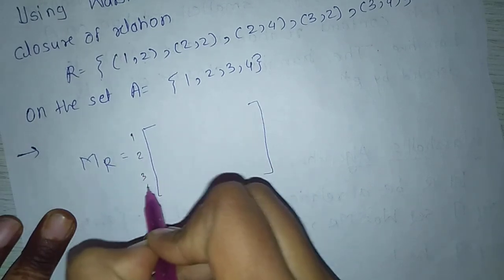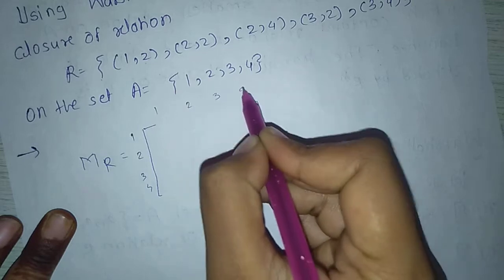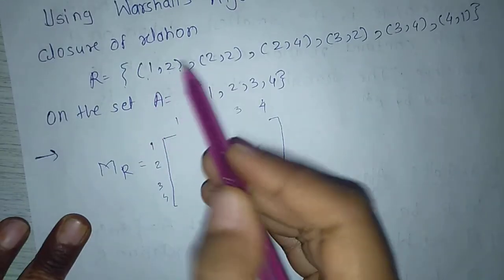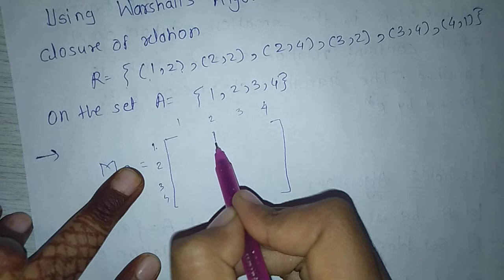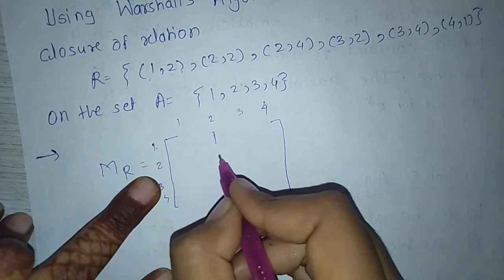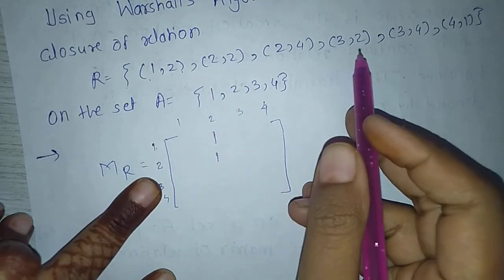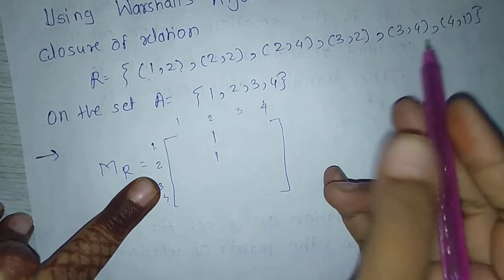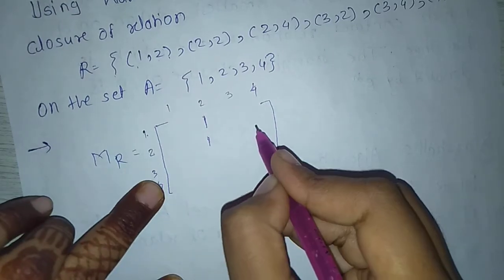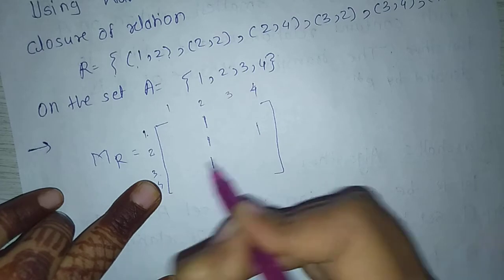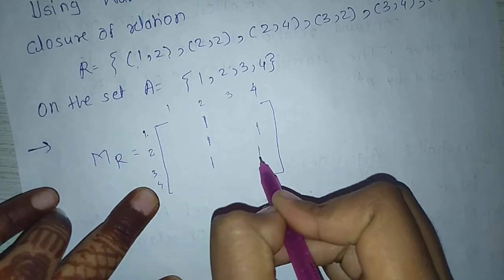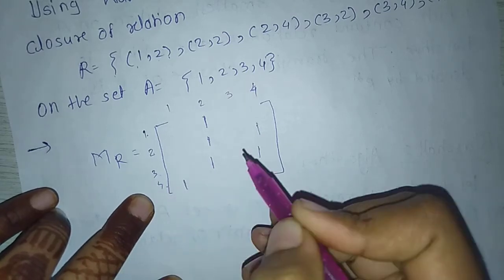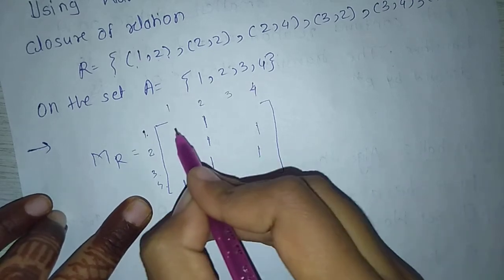Write 1 2 3 4 and 1 2 3 4 for your understanding. Here (1,2) belongs to R, so this entry is 1. (2,2) belongs to R, this entry is 1. Similarly (2,4), (3,2), (3,4), (4,1), and other entries are 0.